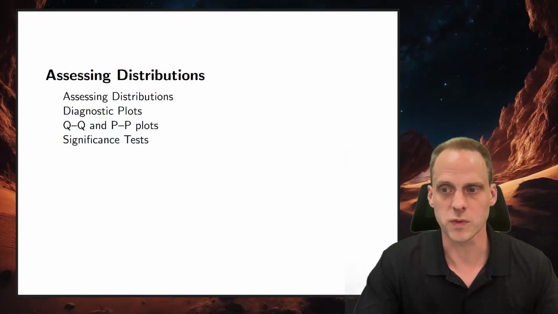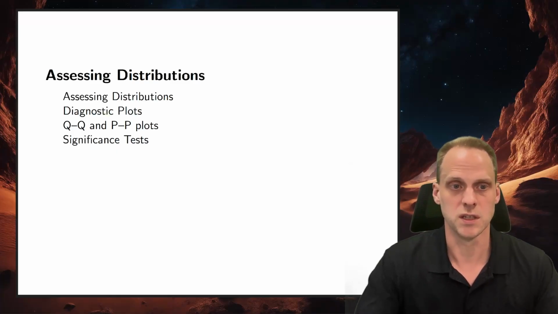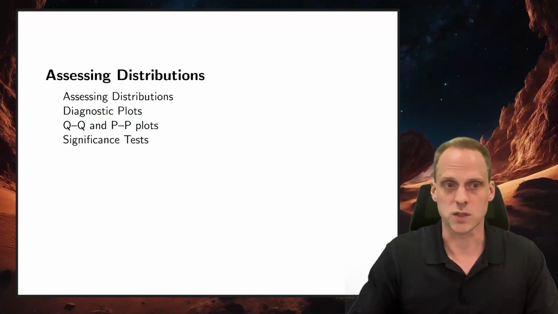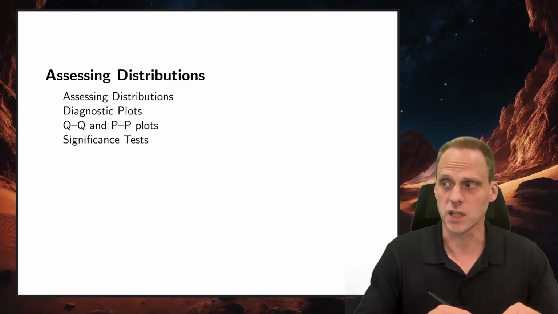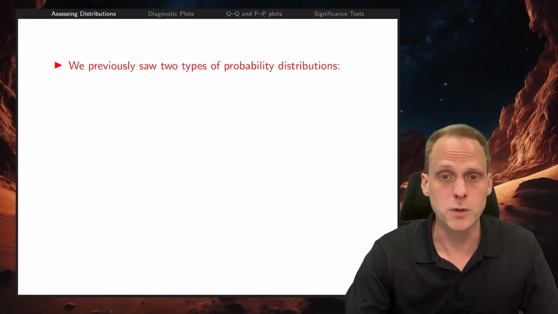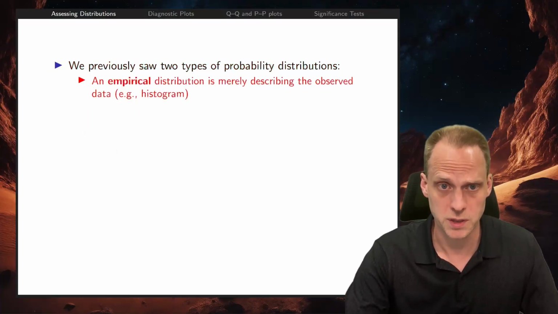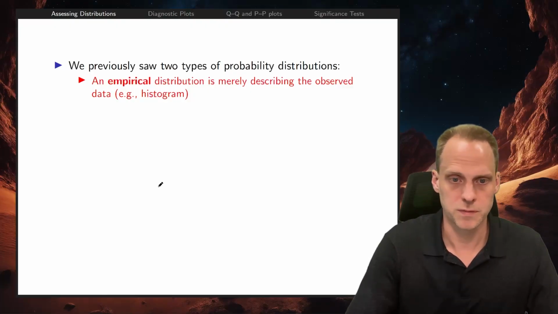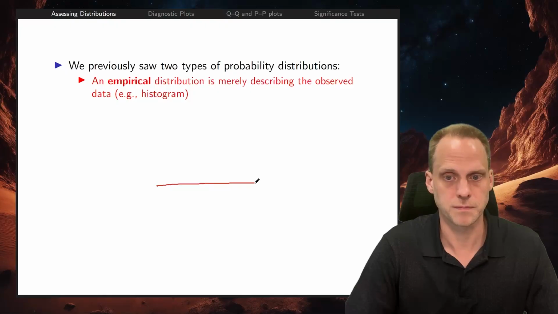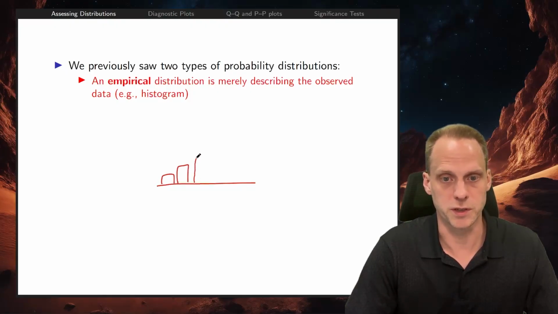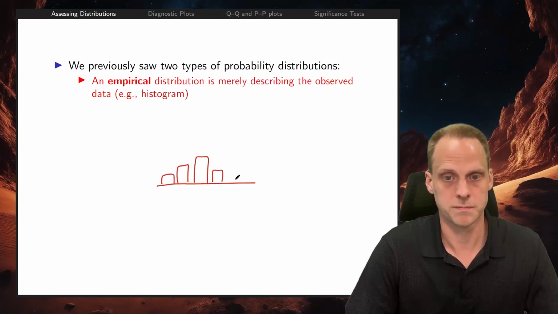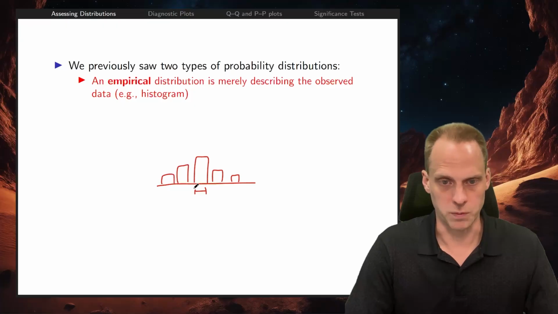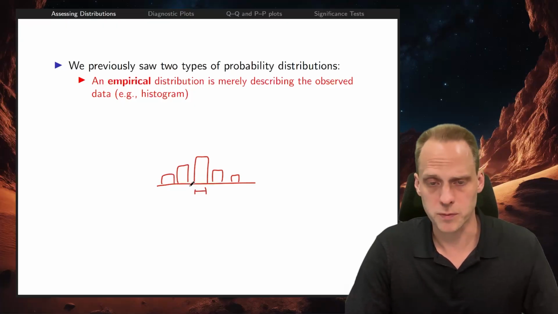There are some ways that we can assess if a distribution actually fits the data. We can make some plots, and we can even do a significance test. Previously, we talked about two different types of probability distributions. We had an empirical distribution, and this just describes the data. So for example, a histogram might describe how many responses were there in a certain area. In this case, most responses were here, which might be between like 5 and 6, for example, or whatever the scale is here.